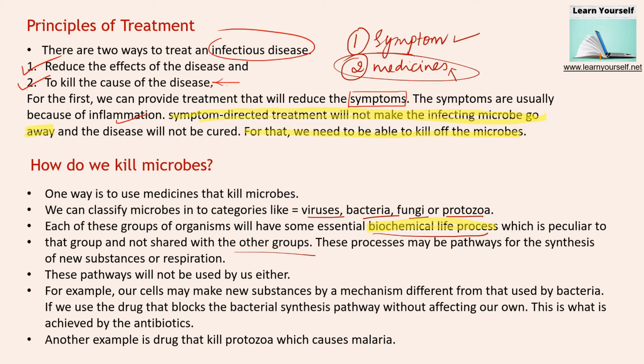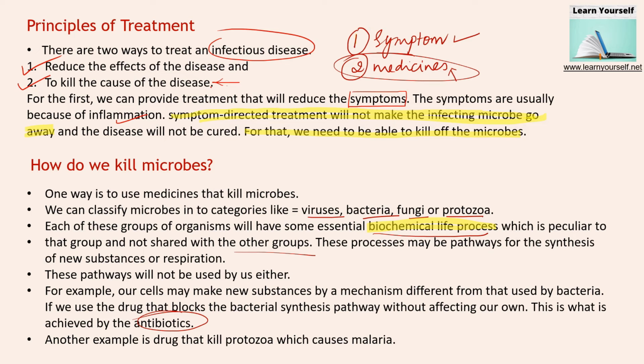These pathways are not used by us either. So between these groups, the medicine will not be common. A medicine will work for any one particular group. As the microbial organism changes, the medicine will change. For example, our cells may make new substances by a mechanism different from that used by bacteria. If we use a drug that blocks the bacterial synthesis pathway without affecting our own, this is what is achieved by antibiotics. We have discussed this thoroughly when we discussed how antibiotics work.